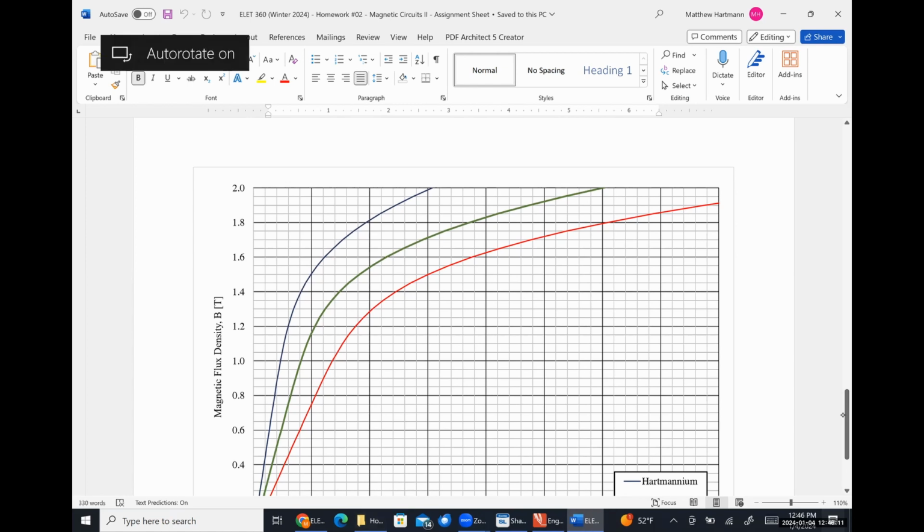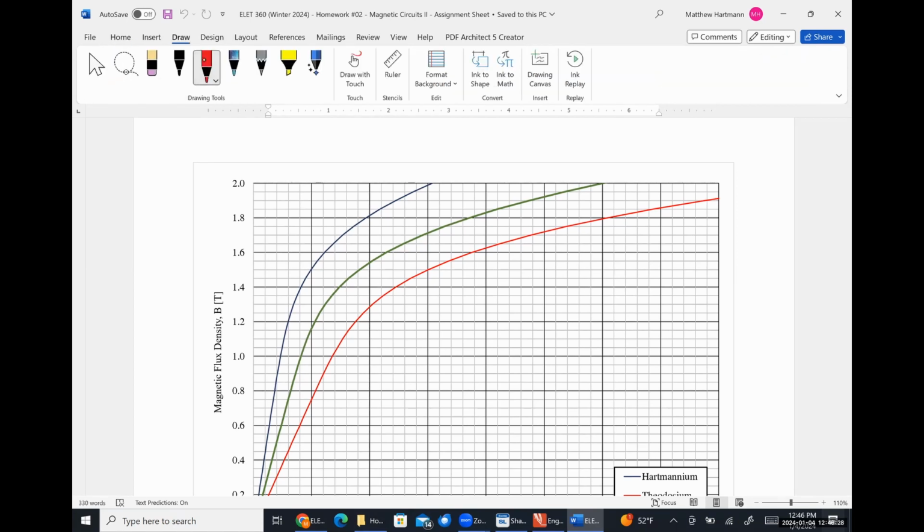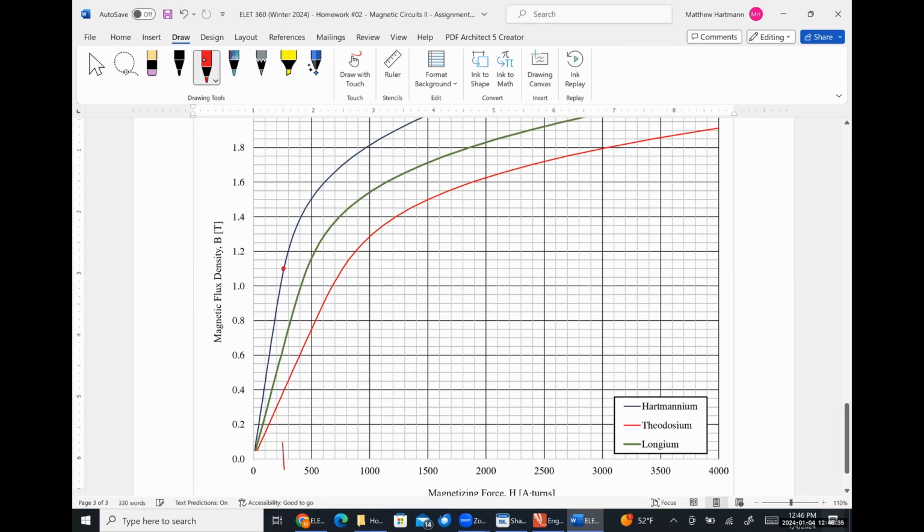Okay, so we're looking at Hartmanium with a magnetic flux density of 1.1 Tesla. Hartmanium is the blue curve. 1.1 Tesla would be right about here. So now we're just going to go down. So let's say that our H field is about 250 amp turns.